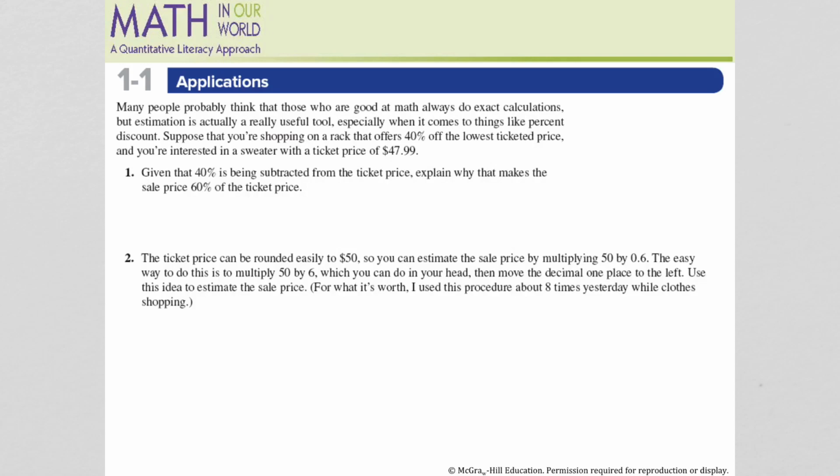So we've discussed this before. If we take 100% and subtract 40%, the percent off, then the percent that's left is 60%. Okay? So the ticket price can be rounded easily to $50, right? Yeah, it's a little bit more, but it's pretty close, and you're always going to have to look at tax there too. So rounding up is a good idea. So you can estimate the sale price by multiplying 50 times 0.6.